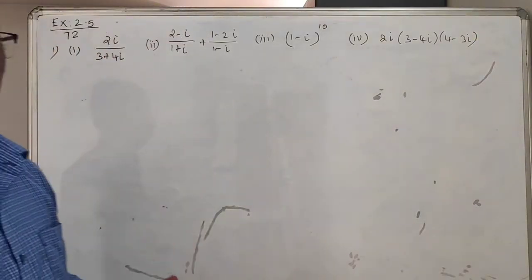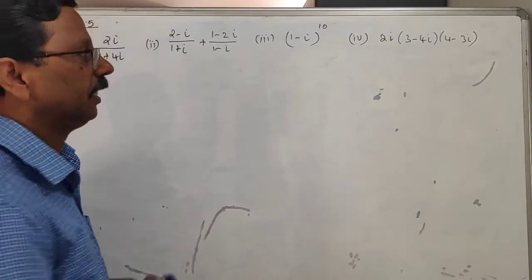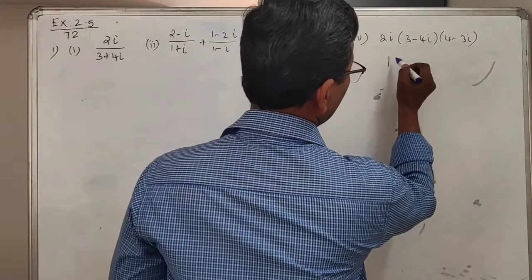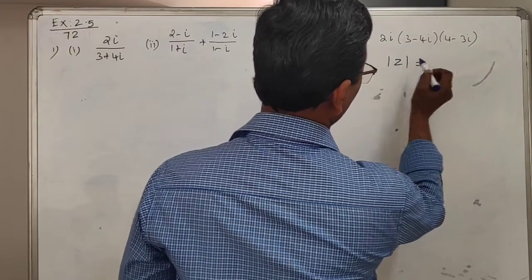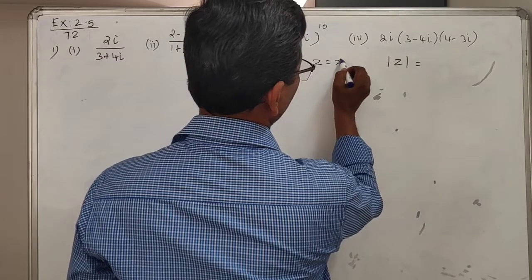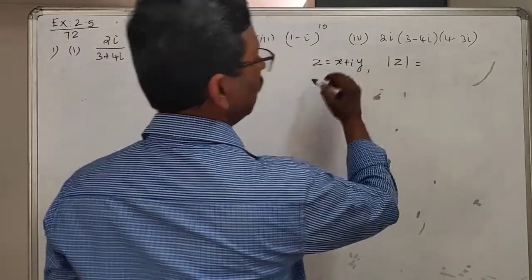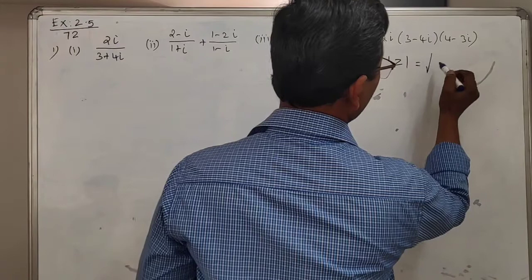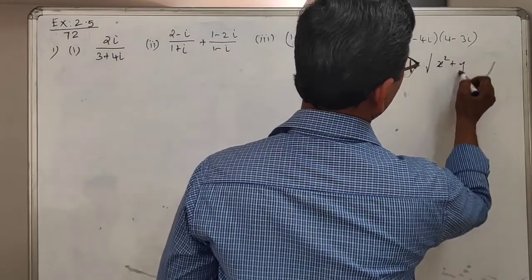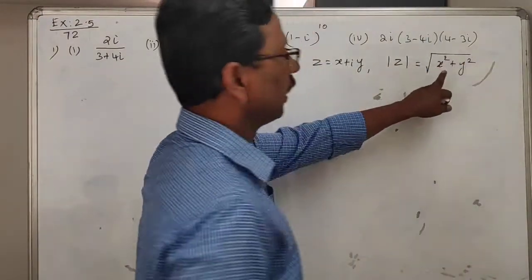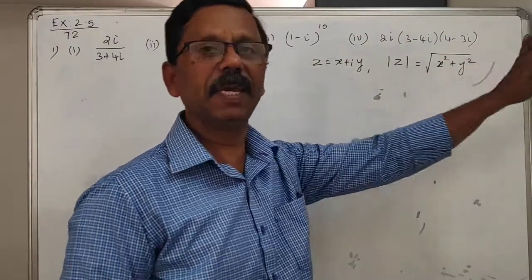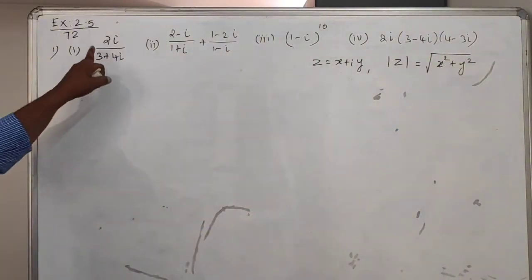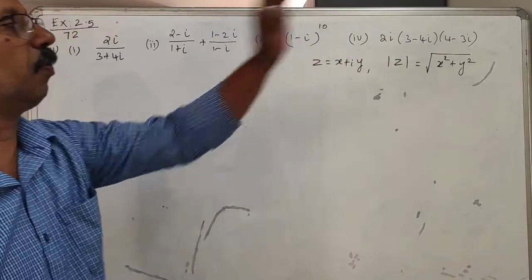We know very well what we mean by the modulus of z. If z is equal to x plus iy, then the modulus of z is equal to root of x square plus y square, that is, real part square plus imaginary part square. Likewise, let us find the modulus of these 4 problems.